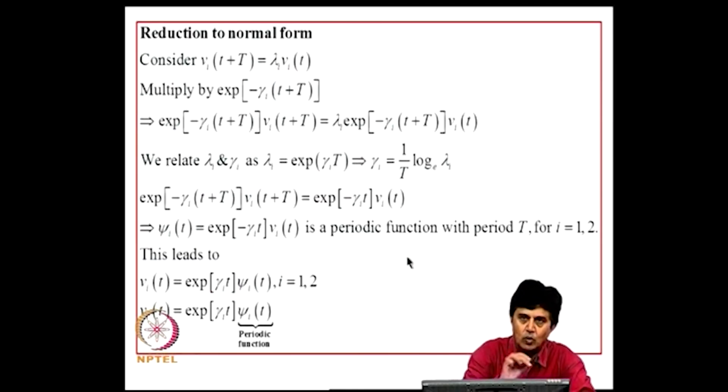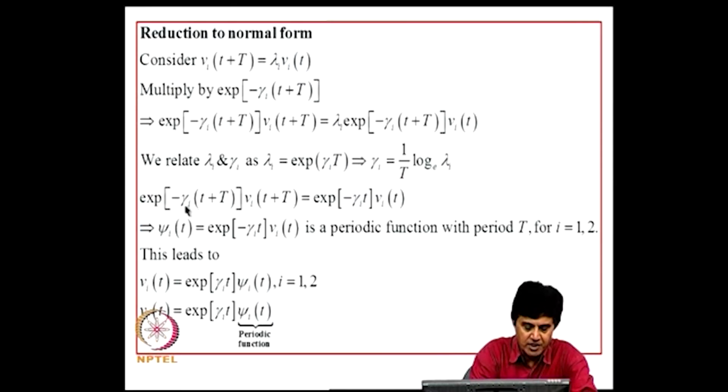Now, we will try to reduce these results into a standard form. So, what we will do is we will consider this equation V_i of t plus T is lambda_i V_i of t. Now, I introduce a new variable gamma_i and I multiply both sides of this equation by this quantity, exponential minus gamma_i (t plus T). As I do this, lambda_i and gamma_i are related by this equation, and therefore, gamma_i is nothing but 1 by T log_e lambda_i.